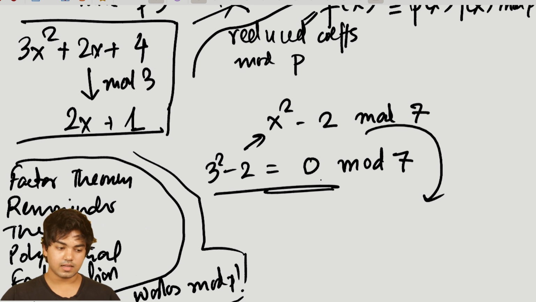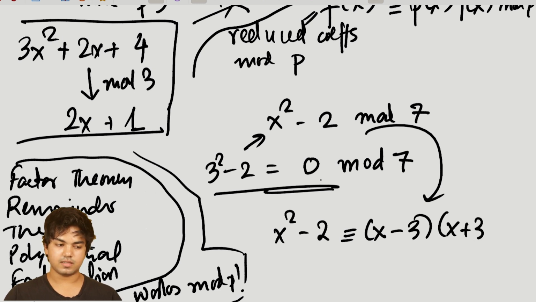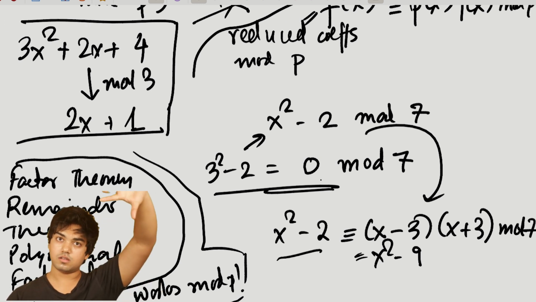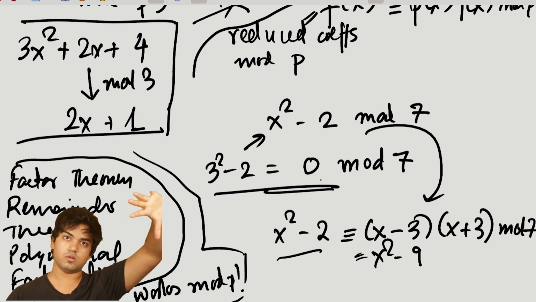And so that tells me that x squared minus 2 actually does factorize mod 7, right? It factorizes as x minus 3 times x plus 3 mod 7. And you can also see this: x minus 3 times x plus 3, no matter where you are, is x squared minus 9. But x squared minus 9 is the same thing as x squared minus 2 mod 7. So you do get a factorization mod 7, but you don't get one over the actual global domain.